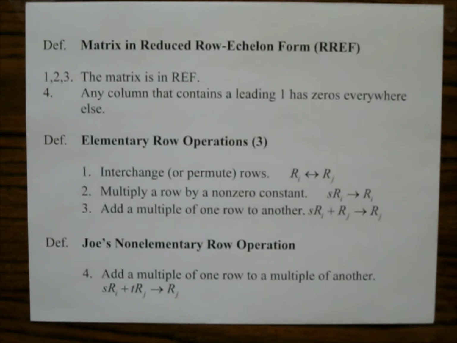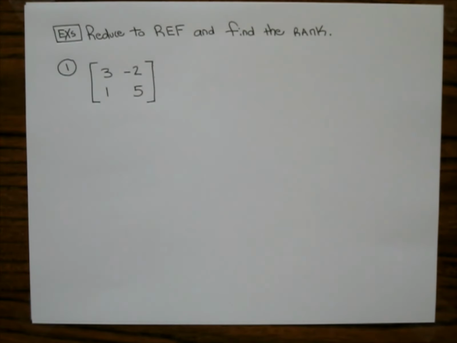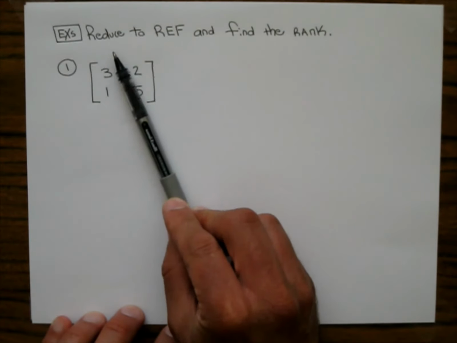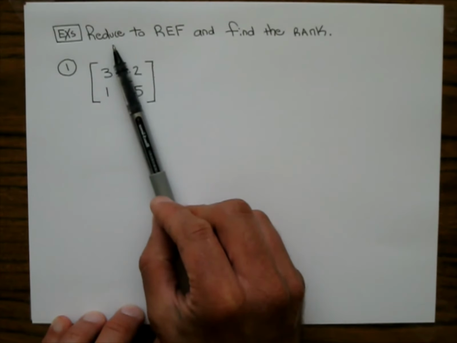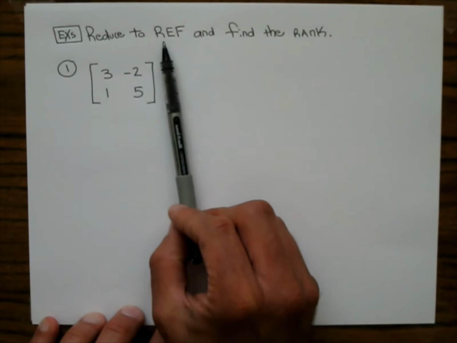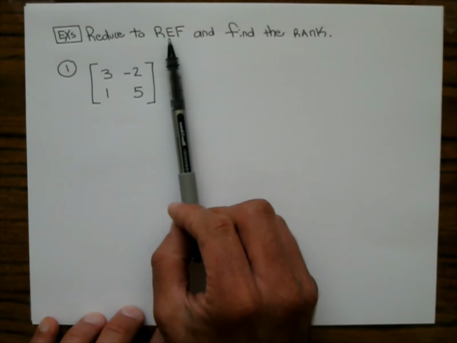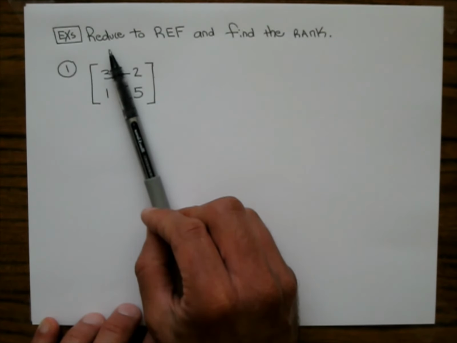So the next several examples we will do will involve row operations on matrices. In example number 1, what they'll tell you to do in your homework is reduce to REF and find the rank. It's just what they say. Reduce just means do row operations. It doesn't mean we're changing this to reduced row echelon form. We are just reducing this to row echelon form. It's a little confusing, but that's what a lot of linear algebra books do.